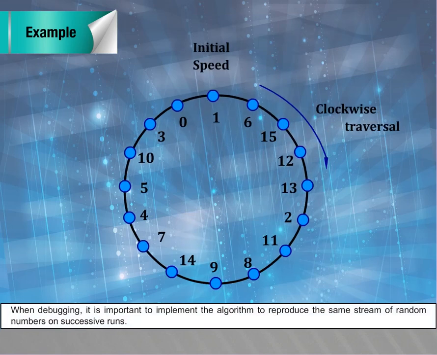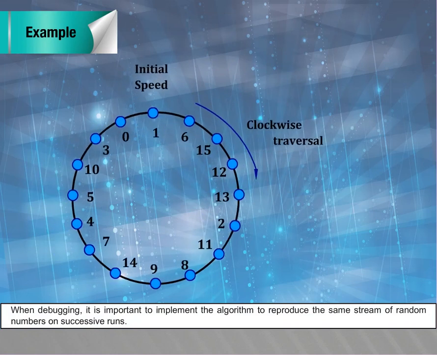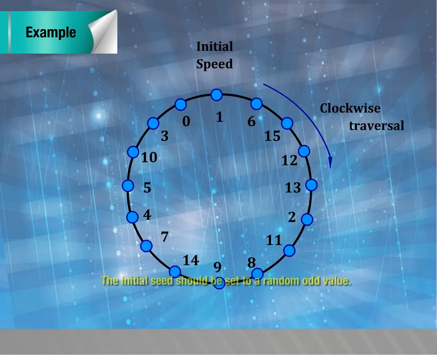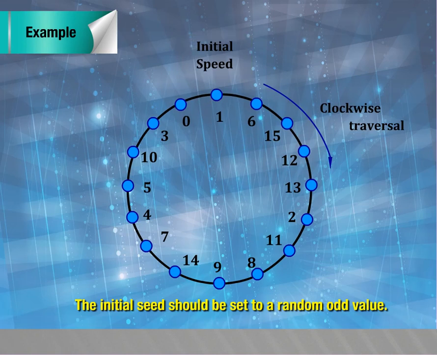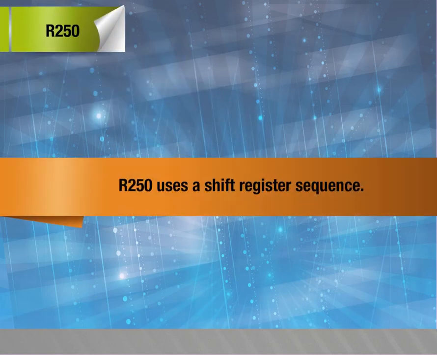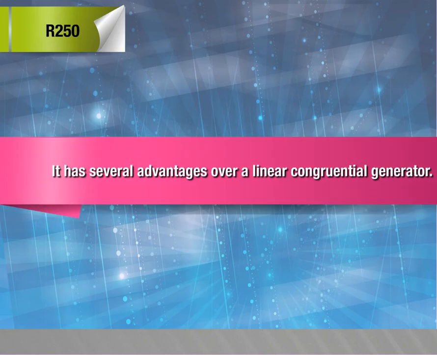When debugging, it is important to implement the algorithm to reproduce the same stream of random numbers on successive runs. The initial seed should be set to a random odd value. R250. R250 uses a shift register sequence. It has several advantages over a linear congruential generator.